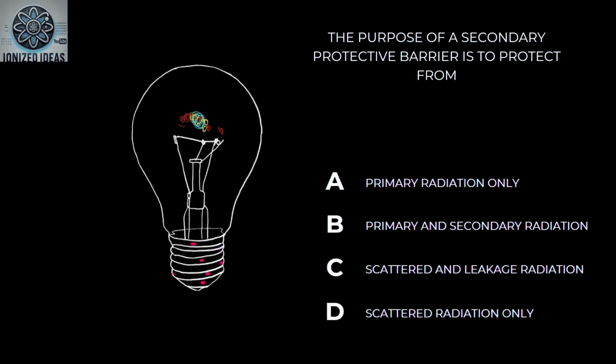The purpose of a secondary protective barrier is to protect from: A. Primary radiation only, B. Primary and secondary radiation, C. Scattered and leakage radiation, D. Scattered radiation only.